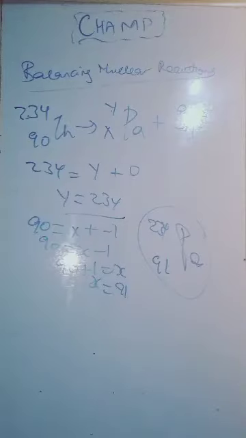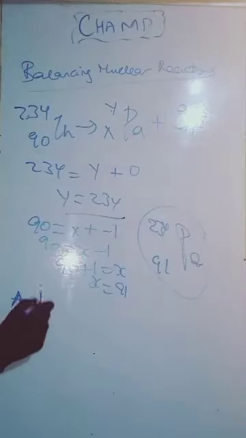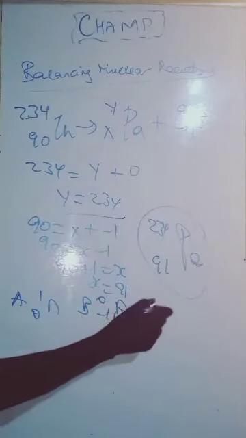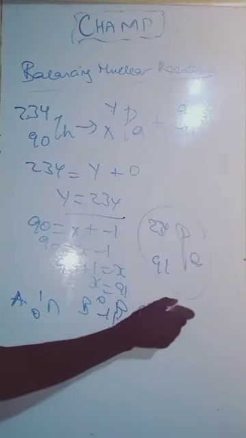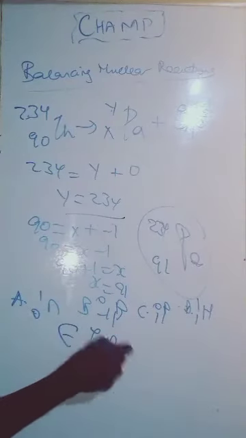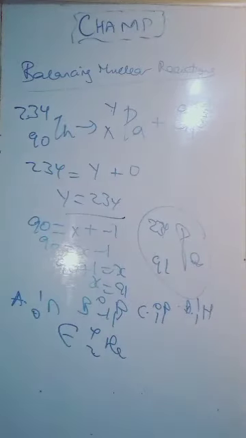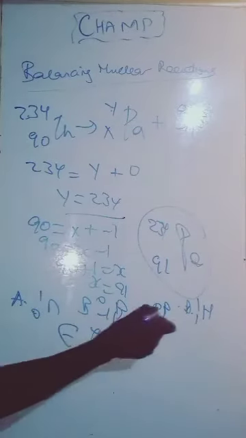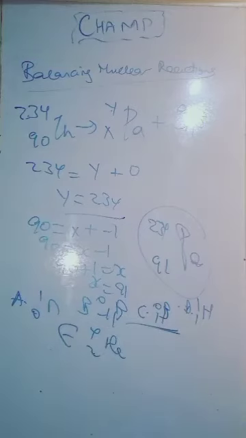Let's take another past question. They said the positron is represented as, then they give us some options: 1 0 n, 0 minus 1 beta, 0 1 beta, then 1 1 H, then 4 2 He. And they said the positron is represented as. If this was to be your question, what would have been your answer? Yes, so this is it. A positron, I told you that a positron is a positive beta particle, so it is just 0 1 beta.